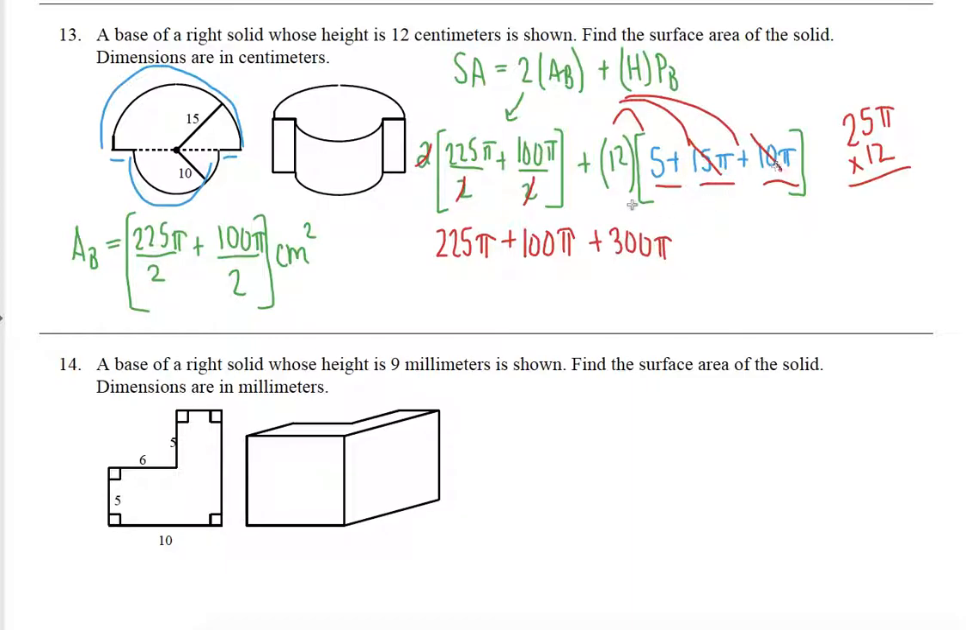So we took care of that, and then 12 times 5 is just 60. Right? So now we can add all of our like terms together. So we have 225 plus 100 is 325. Plus another 300 is 625.